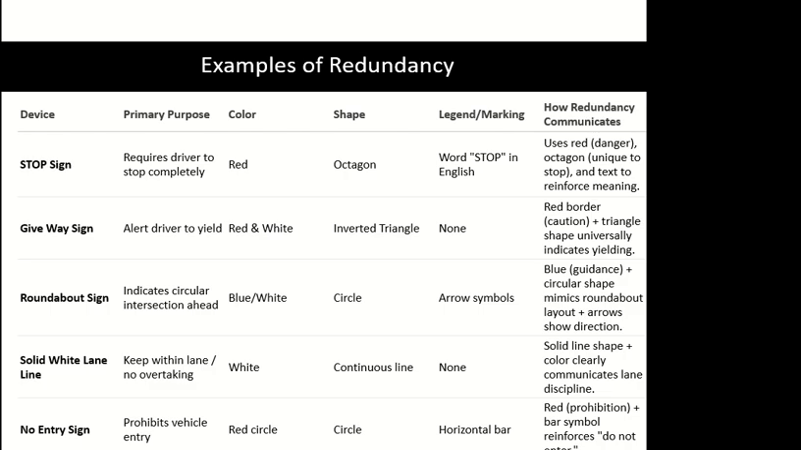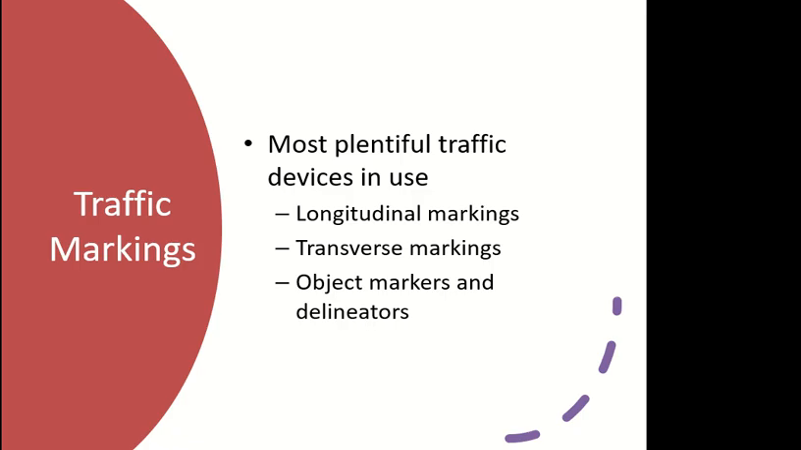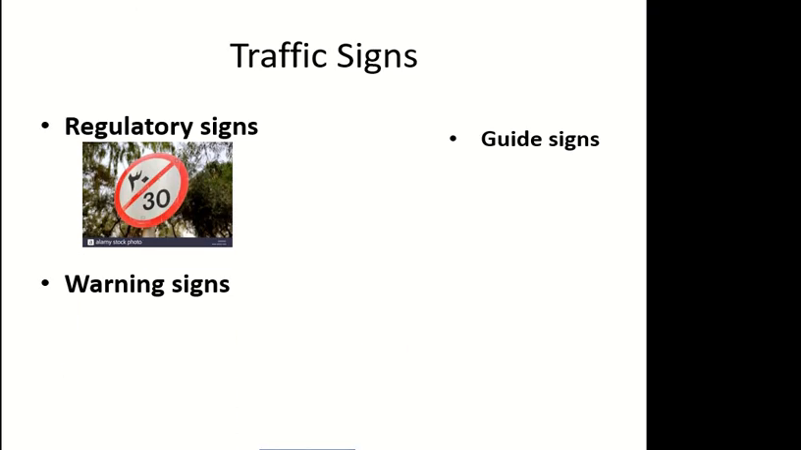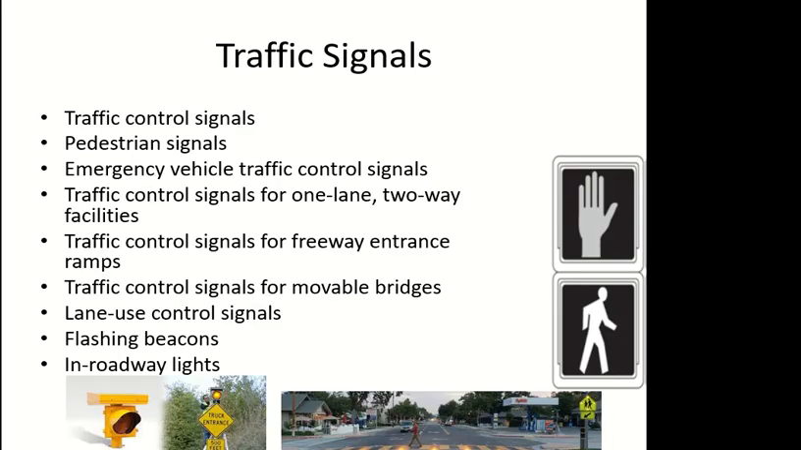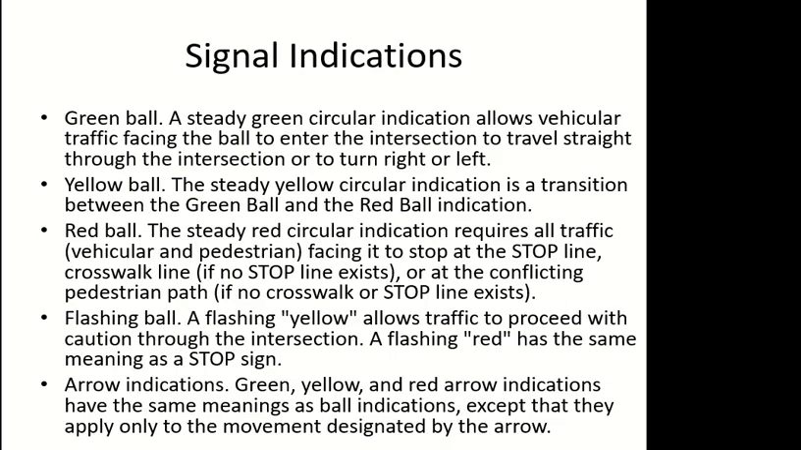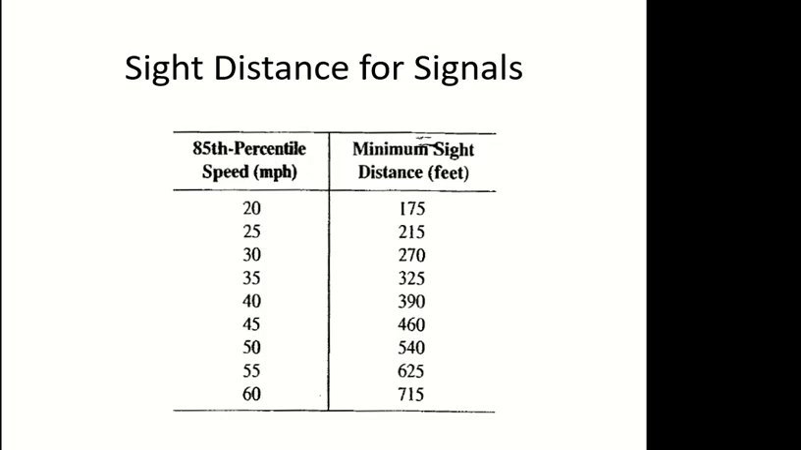Some examples of redundancy in different types of traffic control devices. Then we discussed traffic markings, which are of three types. Then traffic signs, which are again of three types. And then traffic signals, which are of nine types. Then we discussed some guidelines and benefits of having traffic signals, some indications, and different types of traffic lights.